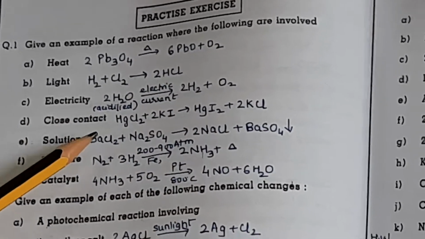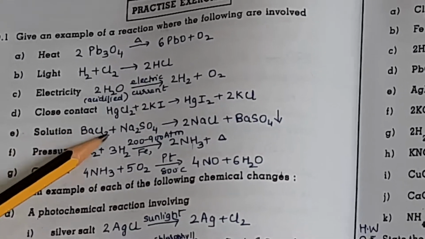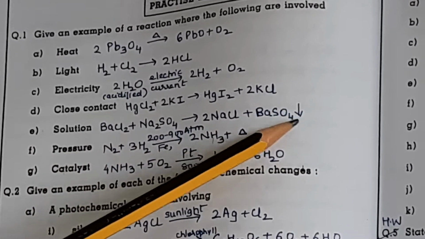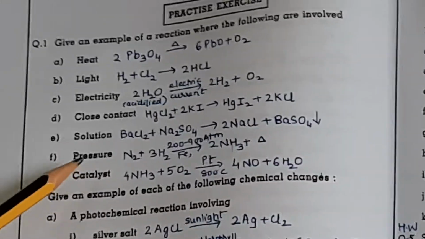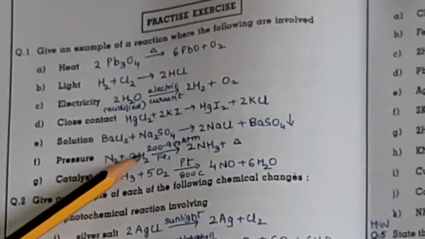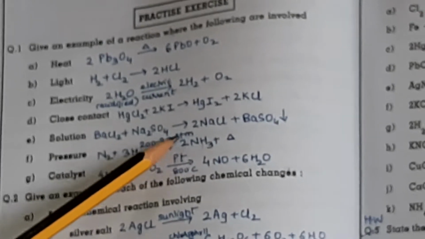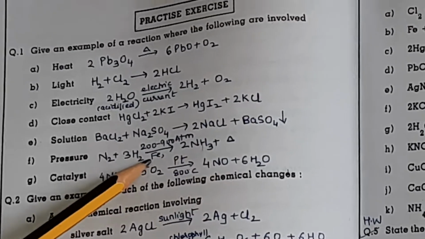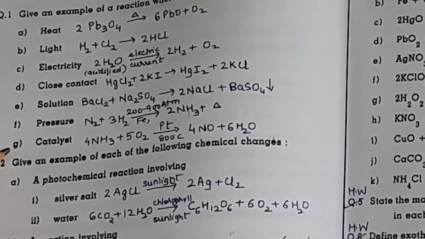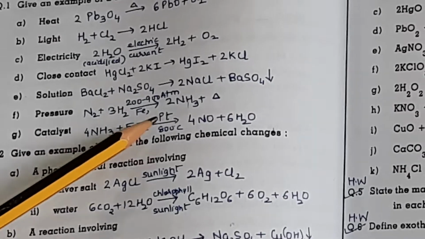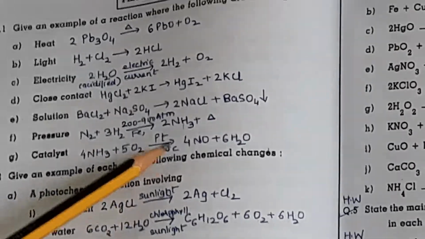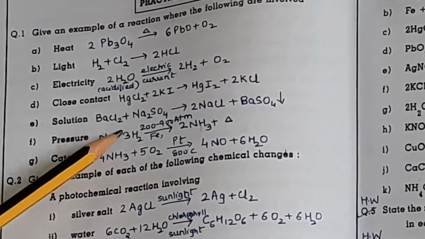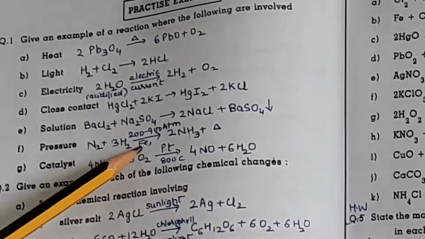Then in solution, any precipitation reaction, BaCl2 plus Na2SO4 gives 2 NaCl plus BaSO4. Downward arrow means precipitate. This is a white color precipitate. Pressure, this is N2 plus 3H2 in presence of 200 to 900 atmosphere pressure will give 2 NH3 plus heat. Iron is the catalyst here. Then next catalyst, 4 NH3 plus 5 O2 in presence of platinum at 800 degrees gives 4 NO plus 6 H2O. Yes, for catalyst you can even write this earlier reaction, Haber's process. So you have to mention iron as the catalyst.